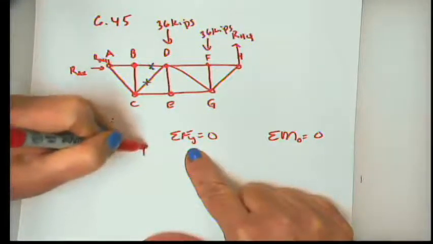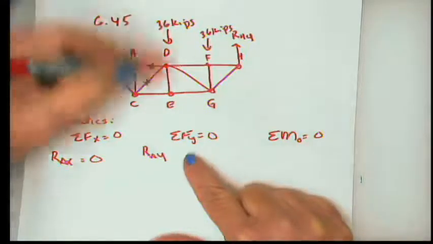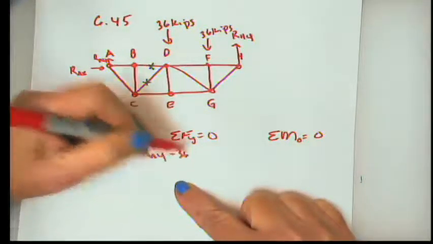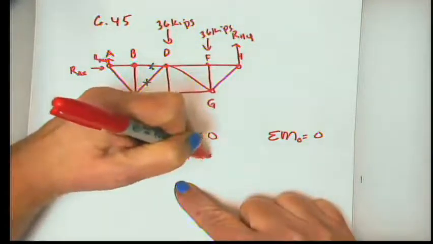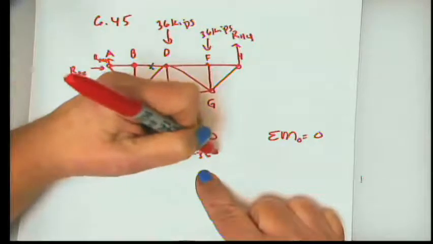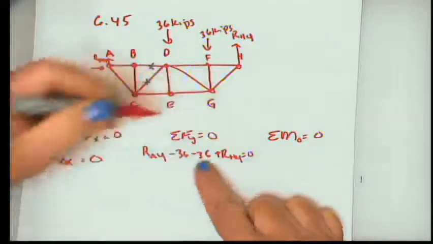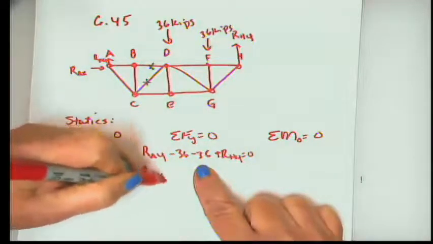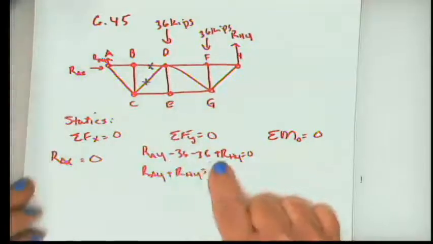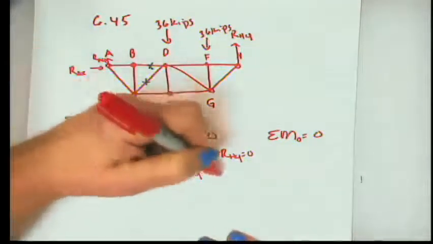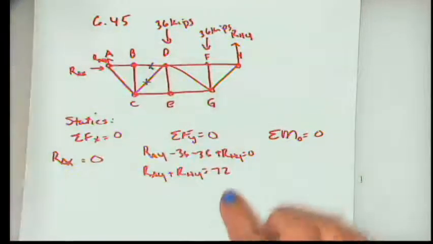So in the y direction, I have RAY drawn in a positive sense, and I have 36 kips acting at D, 36 kips acting at F. Both of those are negative because they're down. And then I have plus RH in the y direction equals 0. So I can say that RAY plus RHY equals, if I bring these over, they become positive, 36 plus 36 on the right-hand side of the equation, which is 72 kips.